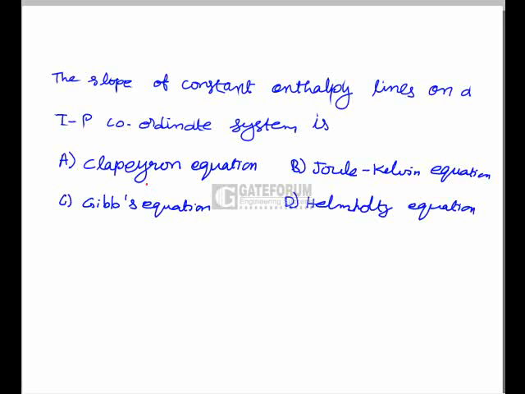The slope of the constant enthalpy lines on a T-P coordinate system is. Here the options are Clapeyron equation, Joule-Kelvin equation, Gibbs equation, and Helmholtz equation. But the right option is B, that is Joule-Kelvin equation.